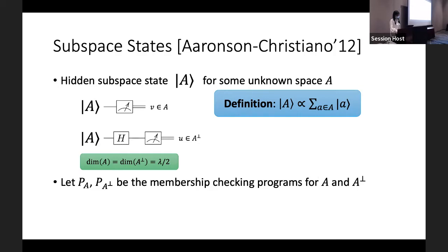Here we call them the membership checking programs, PA and PA perp. So PA takes in an input vector and outputs one if and only if the input vector is in A. And normally we would consider that it has to be a non-zero vector. And similarly for PA perp. Let's view them as oracles for now, where you can only access them in a black box way.